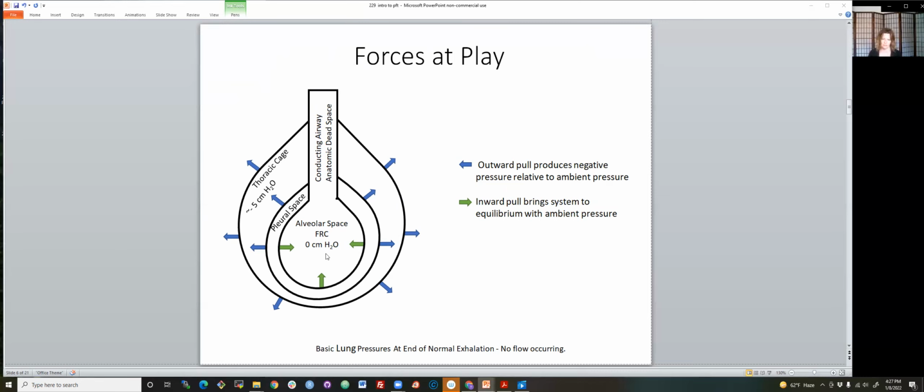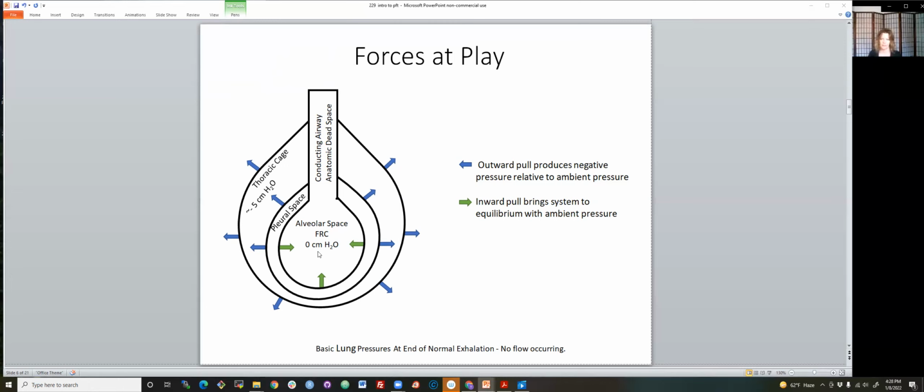And when there is 0 centimeters of water pressure in the alveolar space here, it means that there's no airflow. It means that what's in the alveolus is equal to what's on the outside of the body. There has to be a difference in pressure between the outside and the inside of the body for any kind of flow to occur. So in this situation, there's no flow happening. So what is happening when there's no flow at end of expiration?